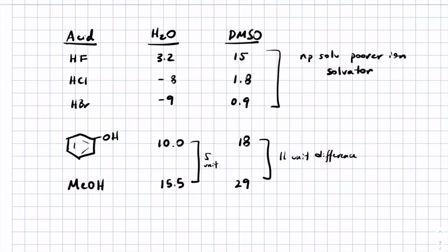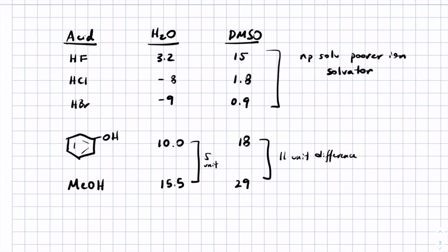So the punchline is the ability of water to stabilize charged species actually changes pKa's and makes them, first, more acidic than they would otherwise be, and then also smooths out differences.